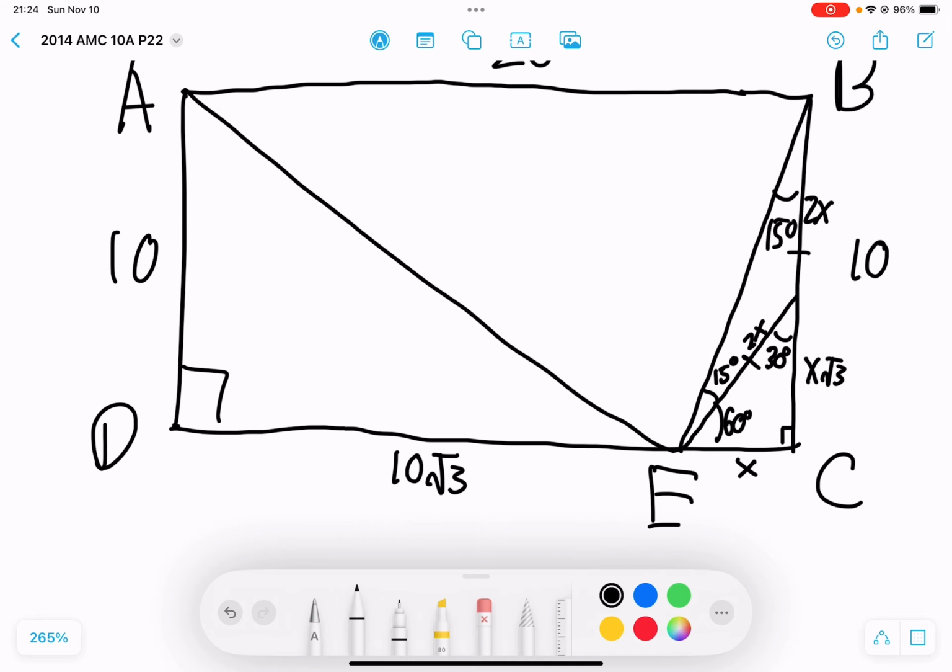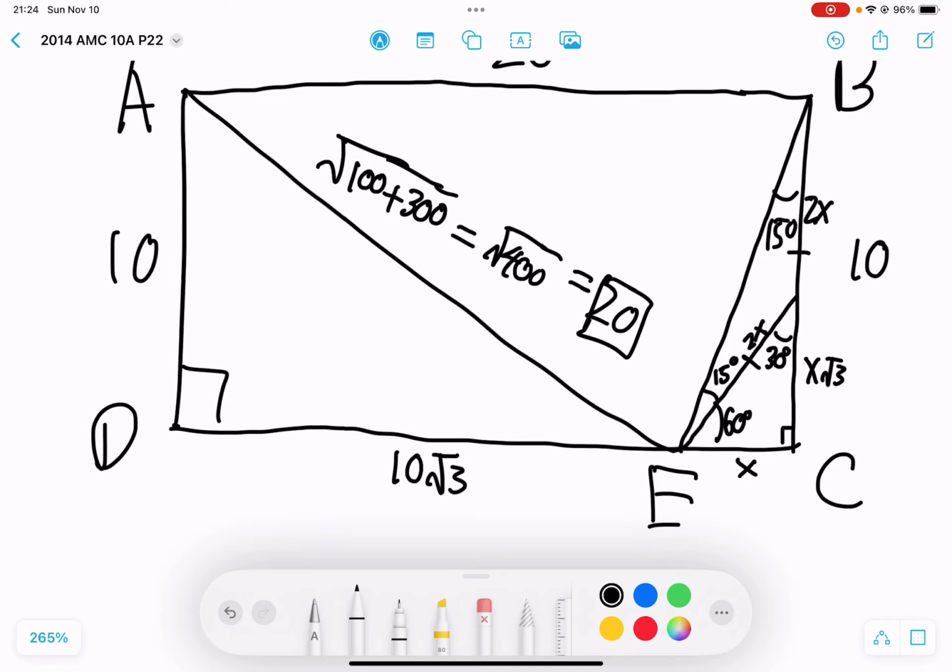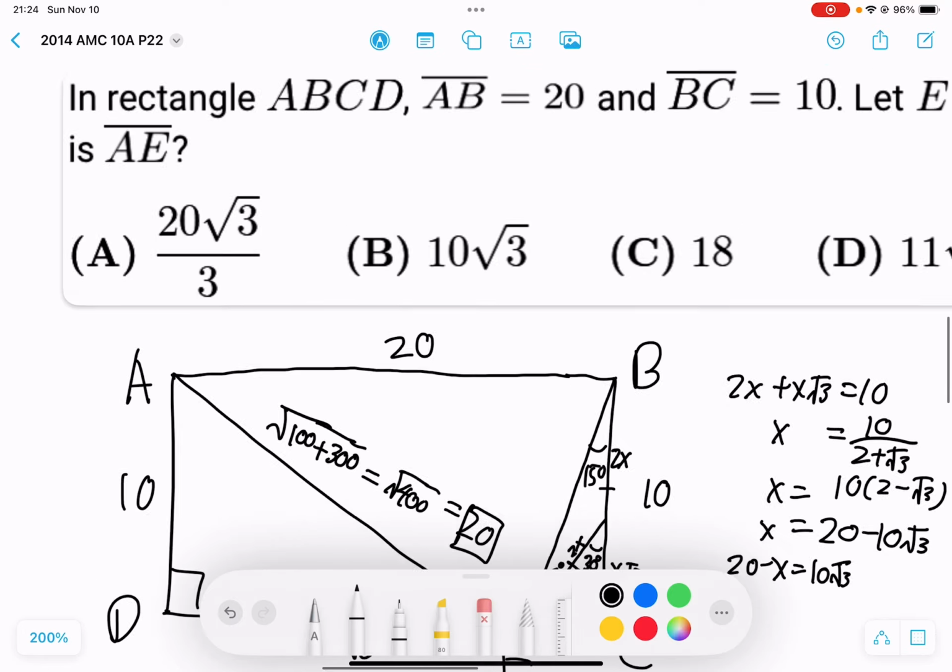So AE is going to be, so our answer is going to be root of 100 plus 10 root 3 squared, which is 100 times 3, so 300. So that's root 400. So that is 20. So 20 is our answer, and that's answer choice E.